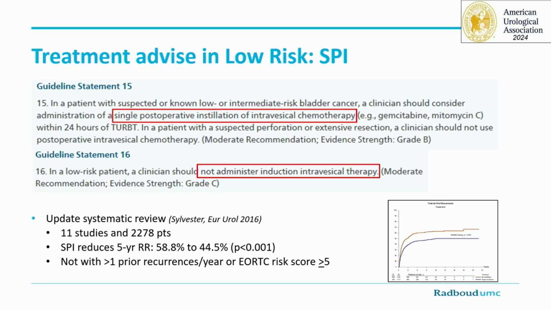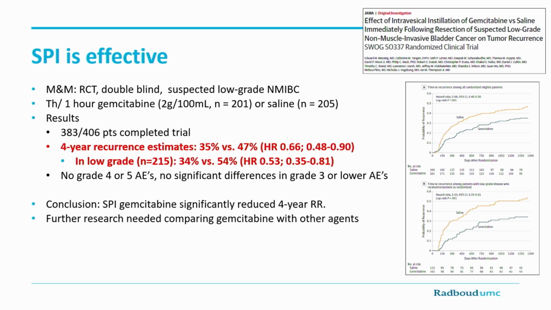You see at the bottom of the slide, there is a large updated systematic review by Richard Sylvester, published in 2016. And you see all over in low and intermediate risk patients, there is a reduction of around 15% absolute reduction in the recurrence rate. So with 1 instillation, that's really something that is valuable. You see here the trial done by Messing with gemcitabine. Also, again, a very clear reduction in the recurrence rate. And in red, you see that if you look at the really low-grade patients, the reduction is even 20%.